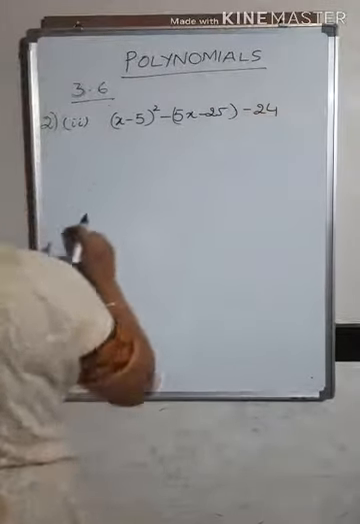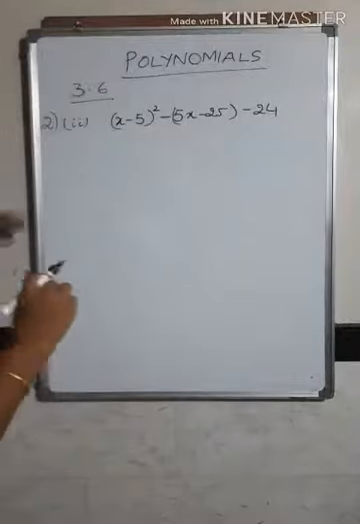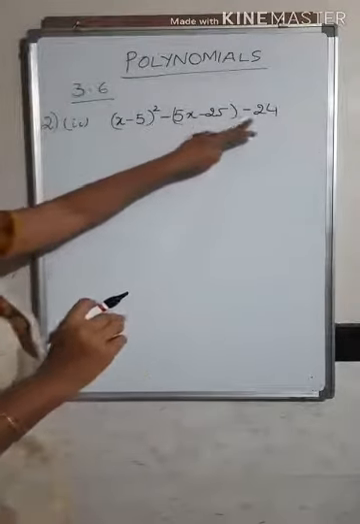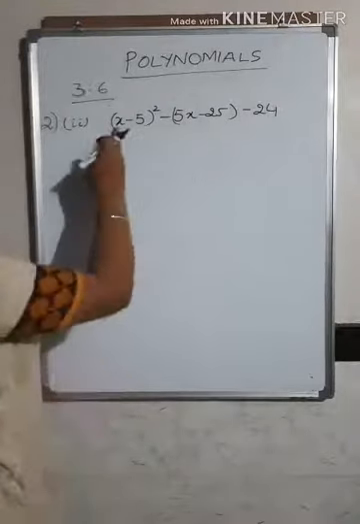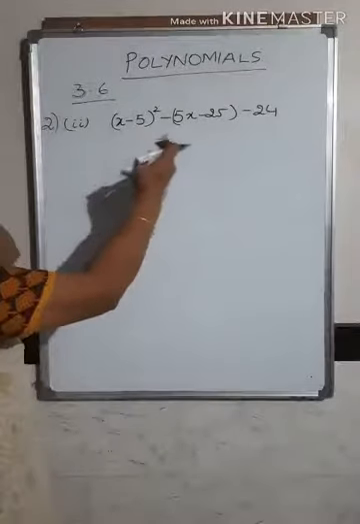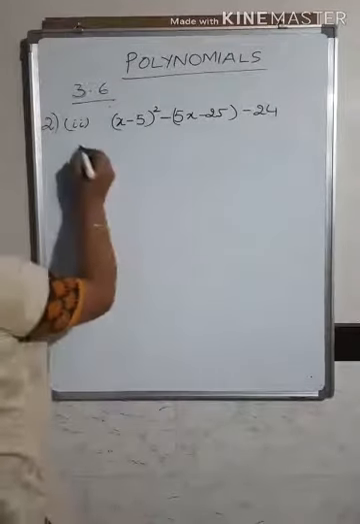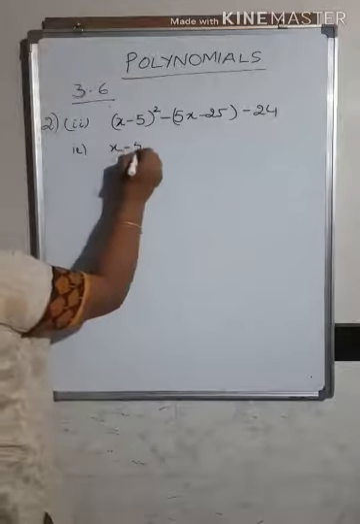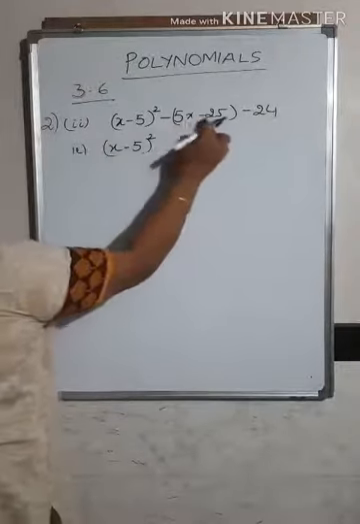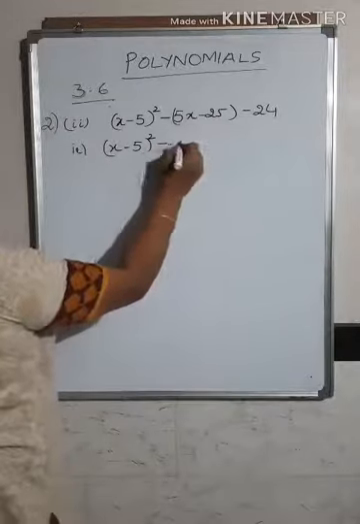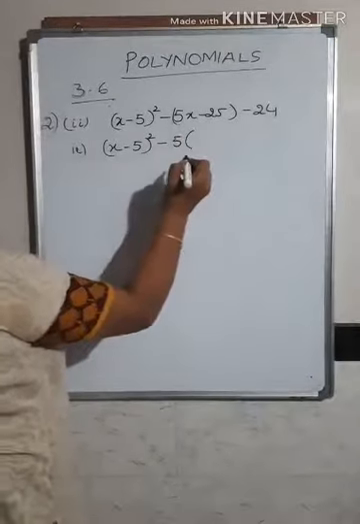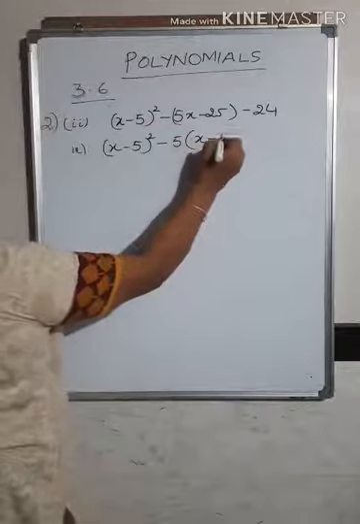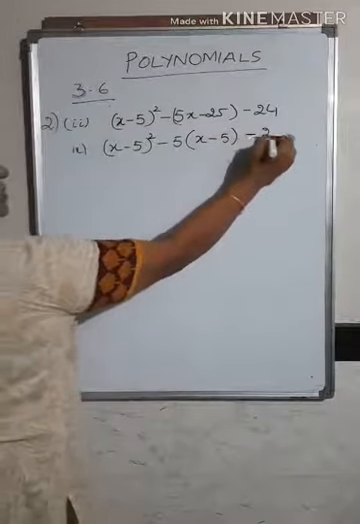The next one: x minus 5 whole square minus 5x minus 25 minus 24. So when you directly look at the problem, you may think there are no common terms in both the brackets. But this can be simplified further and written as x minus 5 whole square. From these two terms, 5 can be taken out as common. When 5 is taken out as common, you will be getting x minus 5 within the bracket, minus 24.